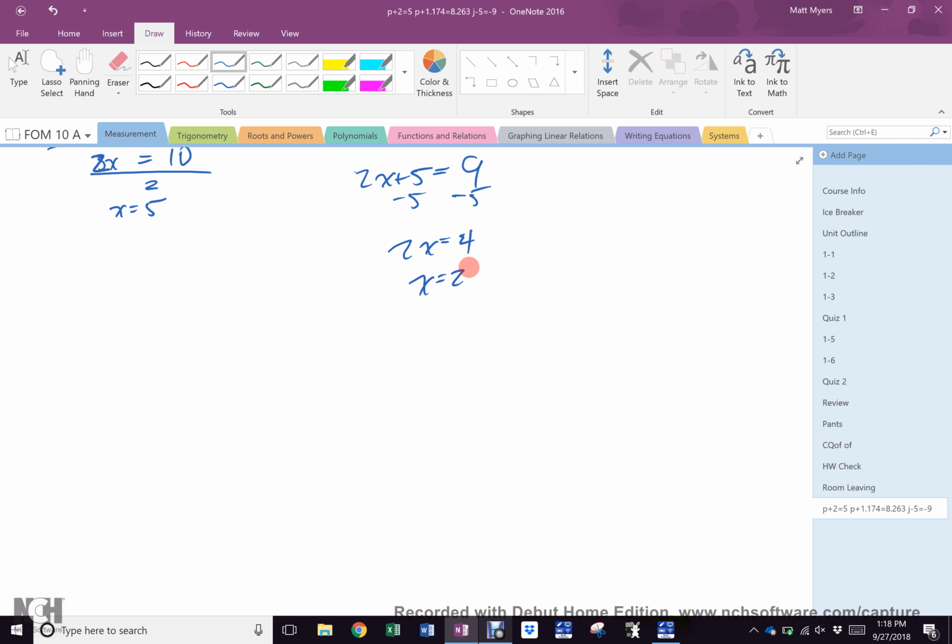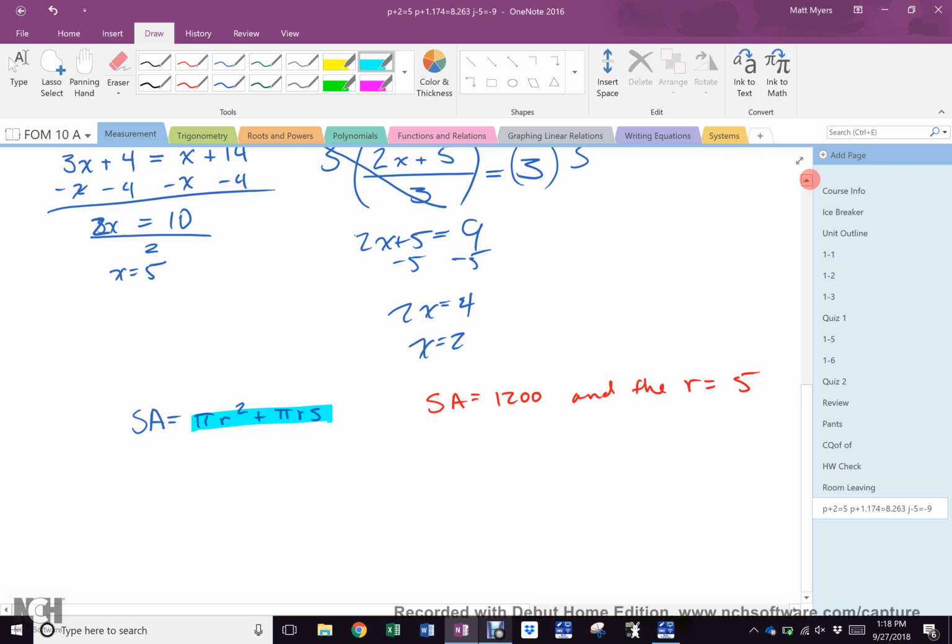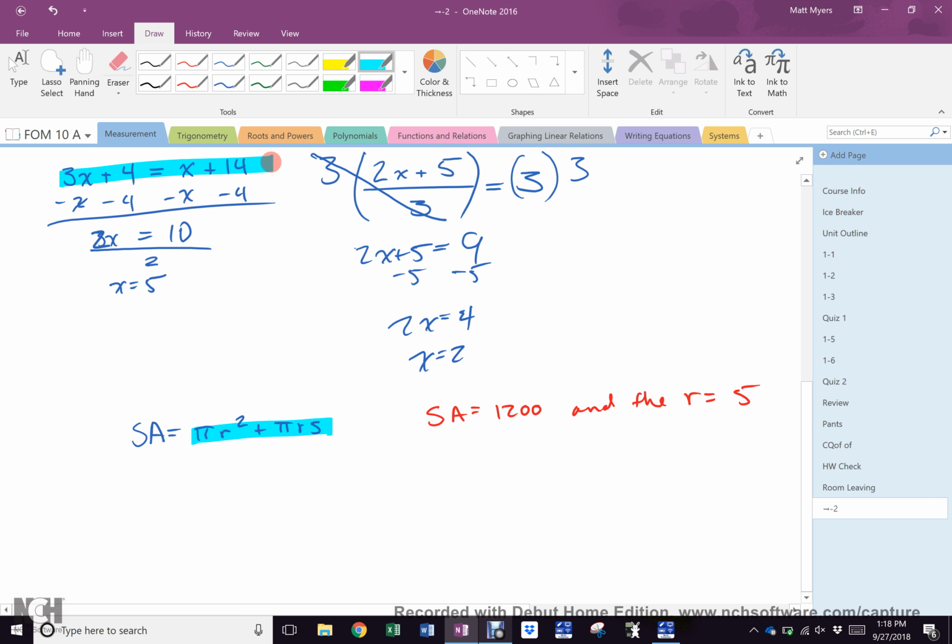So, why then did anybody have trouble with surface area equals pi r squared plus pi r slant? And I told you that the surface area equaled 1,200 and the radius equaled 5. What made that any different from that? It looks harder. It looks different.